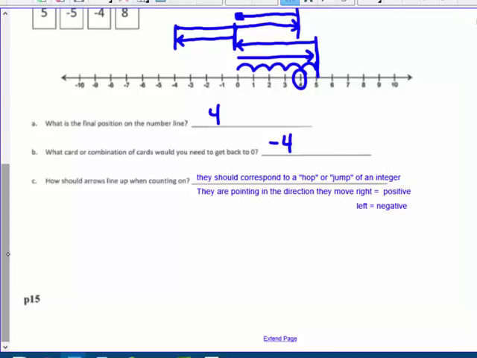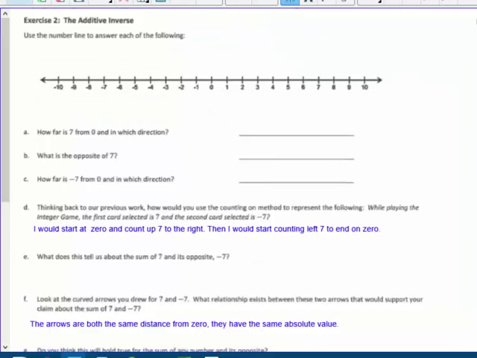How should arrows line up when counting on them? They should correspond to a hop or a jump of an integer. They are always pointing in the direction that they move, right for positive, left for negative. So we're using integer cards and we're using number lines to show you this information. Use the number line to answer each of the following.